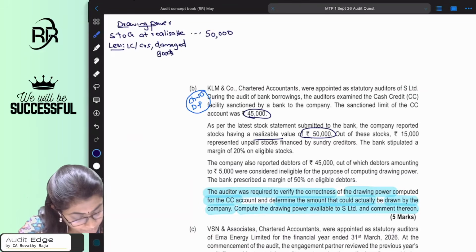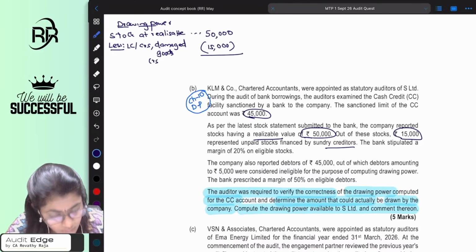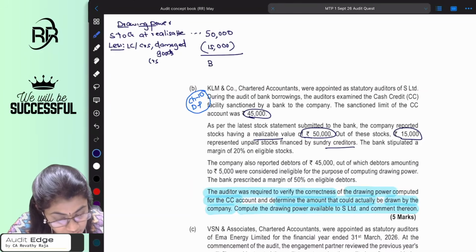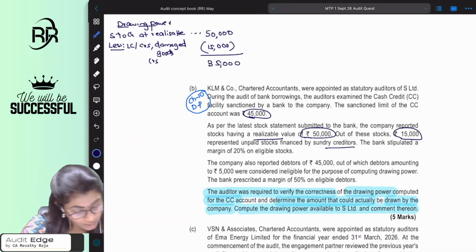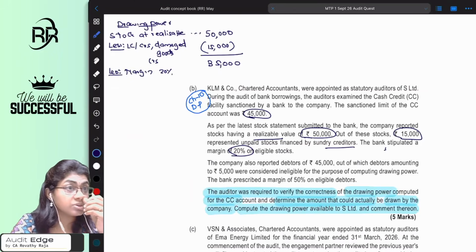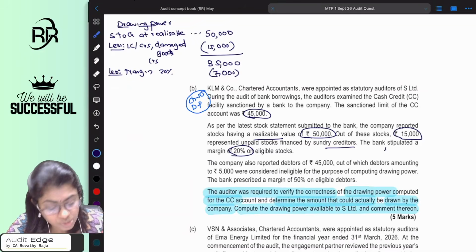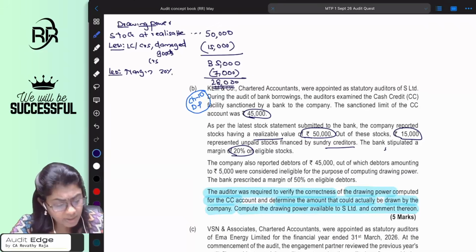In this, 15,000 was sundry creditors. So less the creditors, 15,000. So 50,000 minus 15,000, which is 35,000. Okay, and bank stipulated margin. So less margin of 20%. So 35,000, 20% will come to 7,000 margin. So balance 28,000. Similar question we have done earlier, I guess.